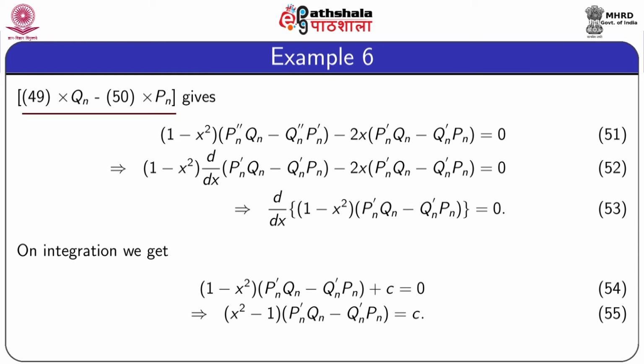Now, we multiply equation 49 by Q_n and 50 by P_n, and subtracting, we will get equation number 51, which is (1 - x²)(P''_n Q_n - Q''_n P_n) - 2x(P'_n Q_n - Q'_n P_n) = 0, and after simplification we will arrive at equation number 53, which is d/dx of (1 - x²)(P'_n Q_n - Q'_n P_n) = 0, and which on integration will give you (1 - x²)(P'_n Q_n - Q'_n P_n) + c = 0, and hence we get our desired result, that is (x² - 1)(P'_n Q_n - Q'_n P_n) = c, where c is an arbitrary constant.